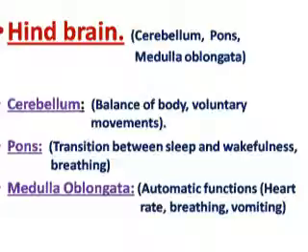Pons is located above the medulla. It controls transition between sleep and wakefulness and the rate and pattern of breathing. Medulla oblongata is the posterior part of the brain. It controls automatic functions like breathing, heart rate, circulation of blood, and vomiting, etc.